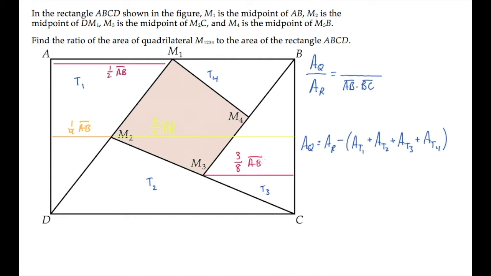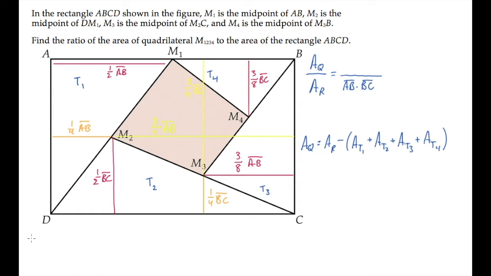M3 is a midpoint, so this red line must be half of the yellow line, that's 3/8 AB. And now this red line we can see is 1/2 of BC, which means that this orange line, because M3 is a midpoint, is half of that, 1/4 BC. This vertical yellow line then takes the remaining 3/4 BC, and coming to the midpoint M4 shows us that this red line is half of that, 3/8 BC.